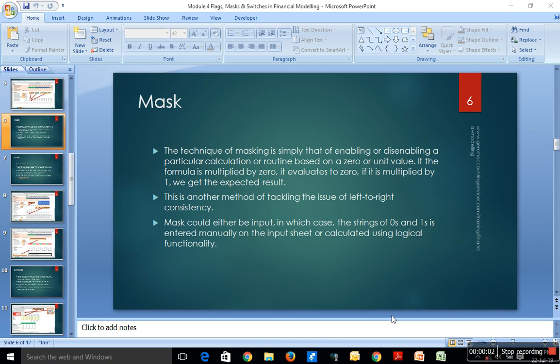Hi guys. So today I'll be taking us through mask. What is mask as it relates to financial modeling? That's what we'll be covering today.